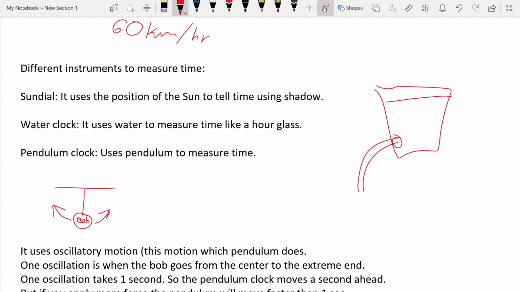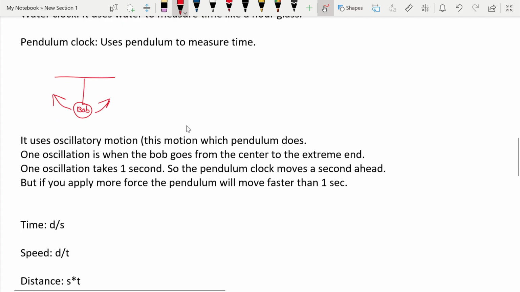Pendulum clock. Now the pendulum clock is something we're going to go into in detail. It uses a pendulum to measure time. Now this is a pendulum. The circular ball is called the bob. Now the pendulum uses oscillatory motion. One oscillation is when the bob goes from the center to the extreme end. One oscillation takes about 1 second in a pendulum clock.